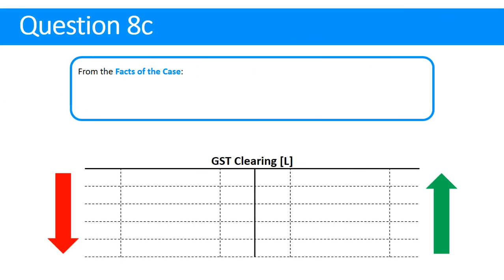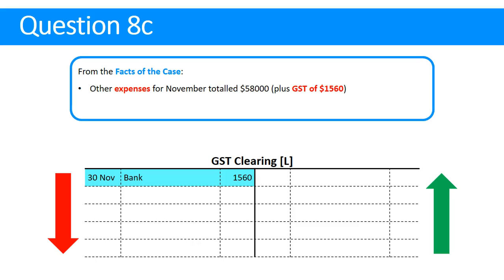All we've got to do now is go and find those transactions one by one, even if they do exist. So from the facts of the case, other expenses for November were $58,000 plus GST of $1,560. The issue here is the exam question was poorly worded. It doesn't say were these all paid with cash. So the assumption in the solutions is they were, but poor question, it didn't actually say that. So I'm going to put that in as a debit for cash payments of GST.